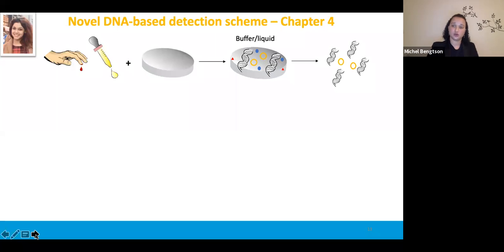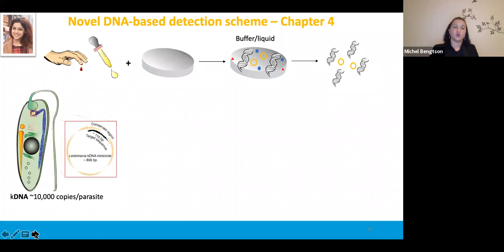So taking a closer look at the DNA, we chose to target kDNA, kinetoplast DNA, wherein there are multiple copies per parasite. For this specific target that we chose, there are approximately 10,000 copies per parasite. So this allows us to potentially be able to detect even a single parasite because there are so many copies of this gene.